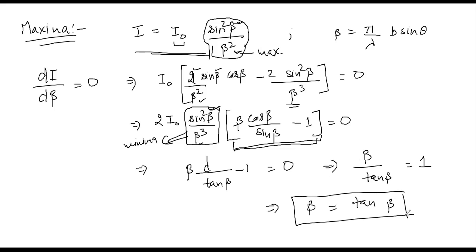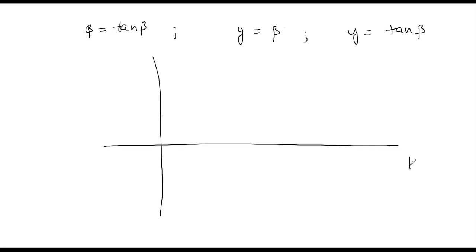How do we find out when this condition will be satisfied? For these kinds of equations, if you simply try to solve it, that would be complicated, but what you can rather do is plot the graphs. Plotting tangent beta is very easy, plotting beta is very easy. So let me define a variable y which is equal to beta, and y is equal to tangent beta. Now I can plot the graph for both of them.